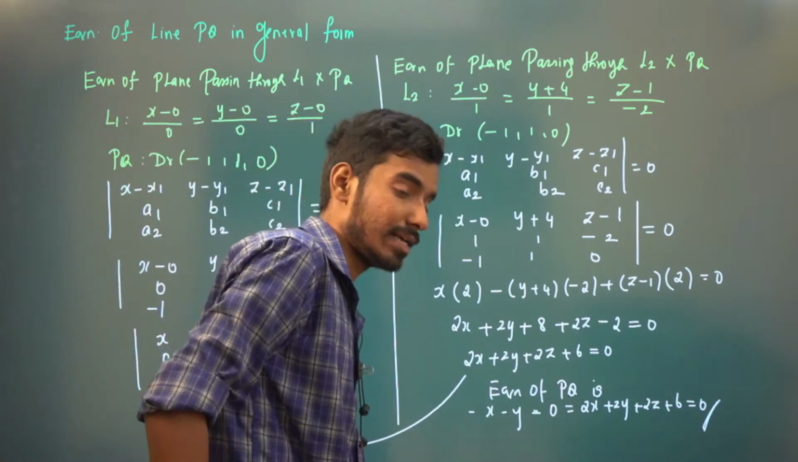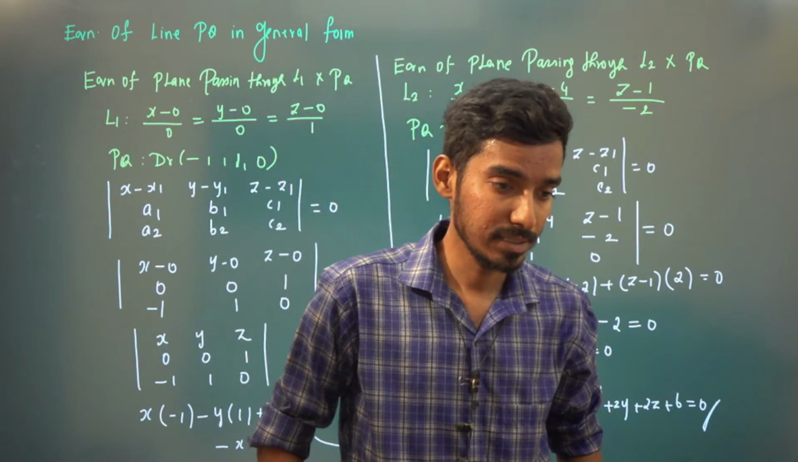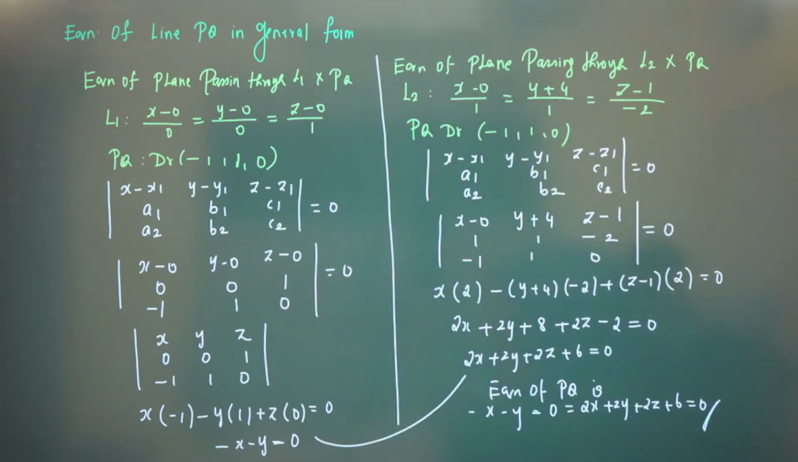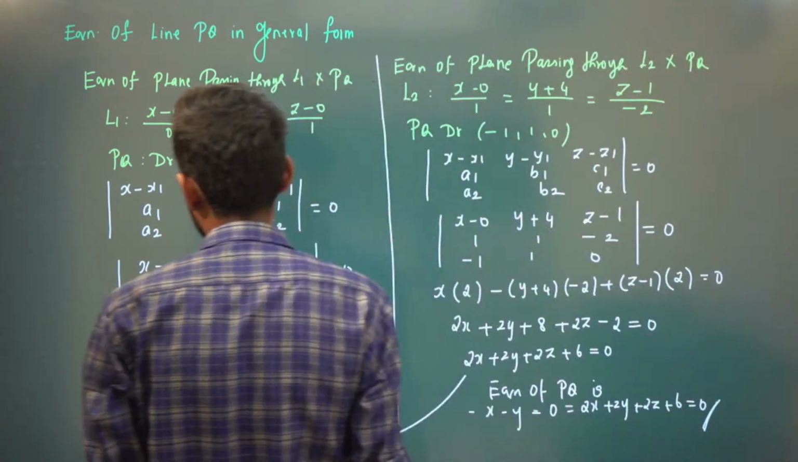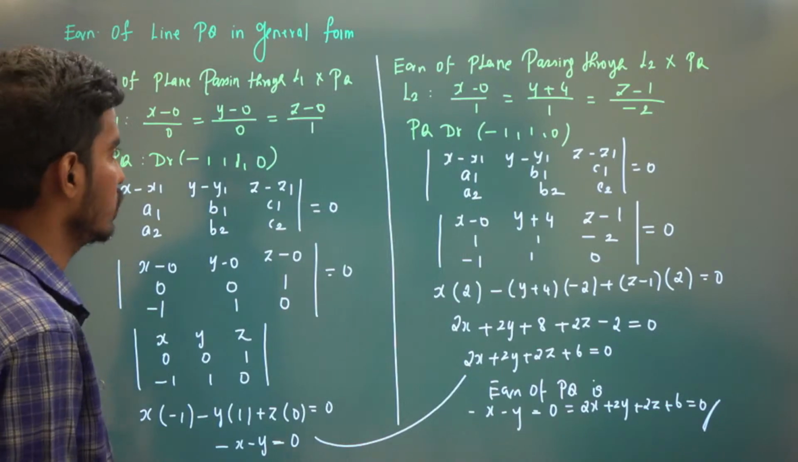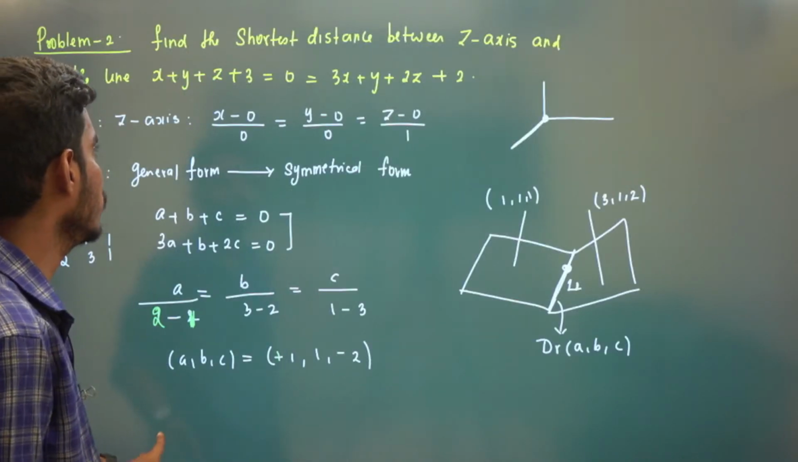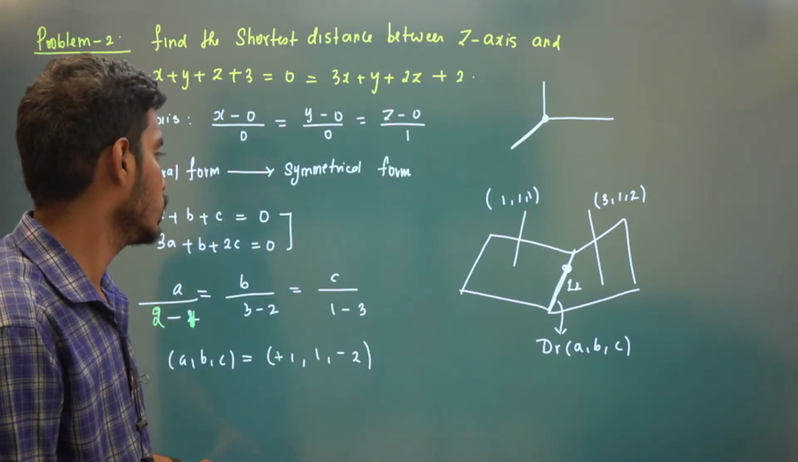So in this class, what we did is we first introduced coplanar lines, and then we introduced the shortest distance between two lines. So this is the procedure, right? If both are in symmetrical form, do it directly. If not, convert to symmetrical form and do the problem, right?